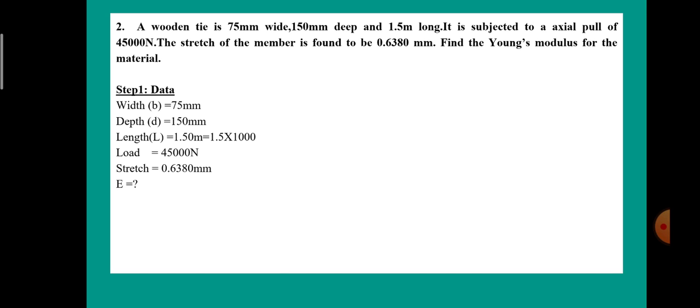So here the first thing is the width given. Width of the wooden tie is 75 mm. Depth here is given as 150 mm, and the length here is 1.5 meter. Since both the dimensions here are in mm, we can convert the length in meter to mm. So 1.5 multiplied by 10 power 3, so it is 1.5 into 10 power 3 mm.